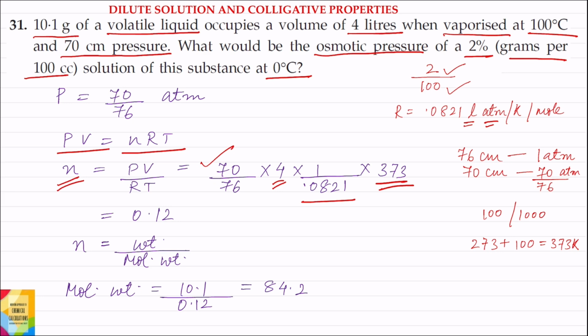So number of moles of the volatile liquid is 0.12 moles. अब number of moles पता है, so we can find out the molecular weight of the volatile liquid. Number of moles is equal to weight divided by molecular weight.